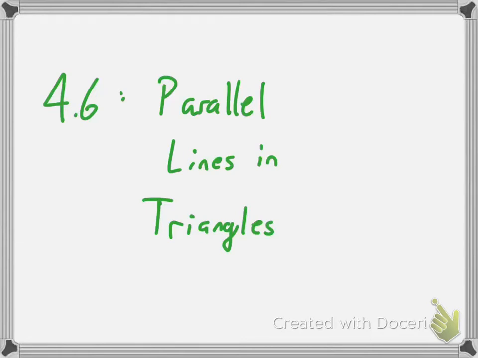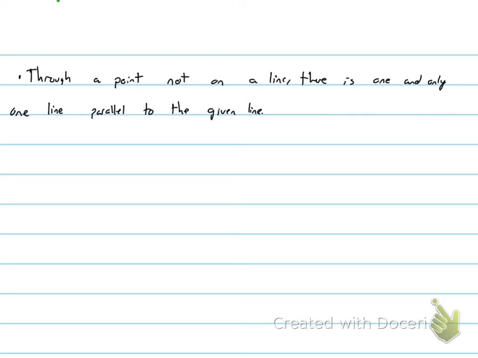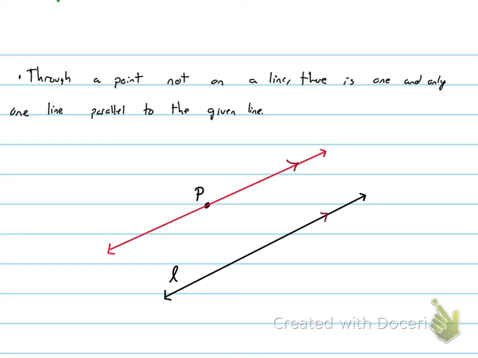In the last section in Chapter 4, we're going to talk about parallel lines and triangles. So, just to start out here, through a point not on a line, there's one and only one line parallel to the given line. This is going to matter for two theorems that we're going to talk about today. So let's say we have line L and some point P not on that line. There's only one line that I could draw that would be parallel.